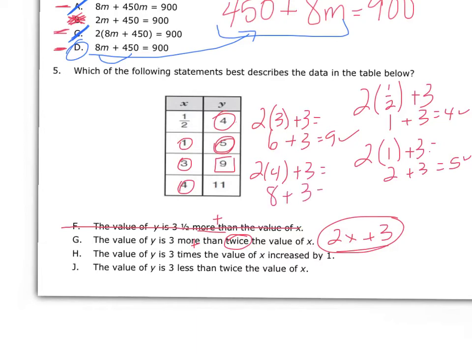8 plus 3 is 11. Look, that's what we're supposed to get, so that one worked. So that's my answer. If you aren't positive, you could go ahead and try the rest of these.